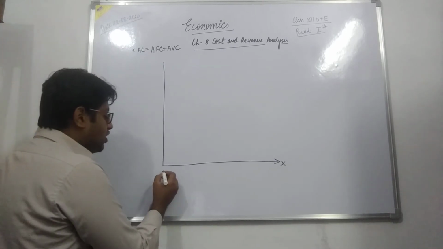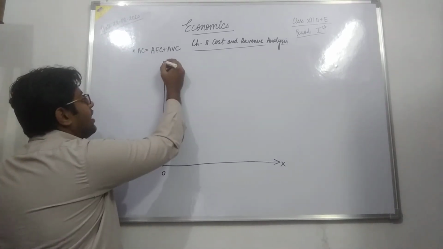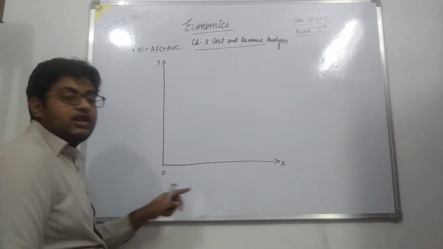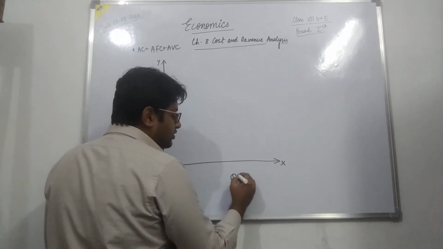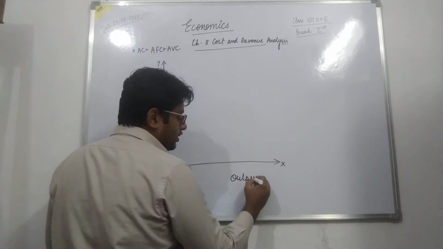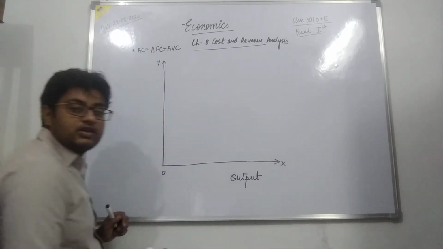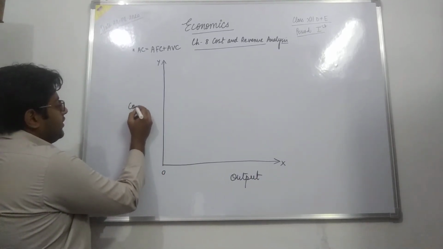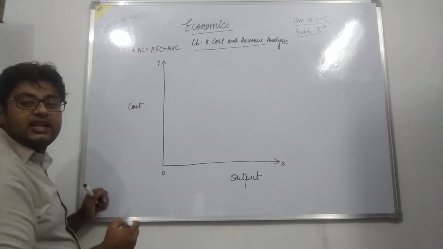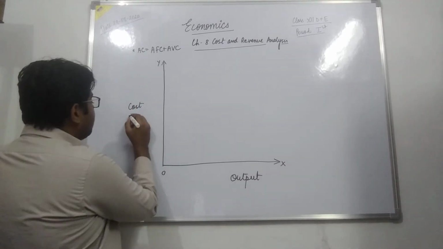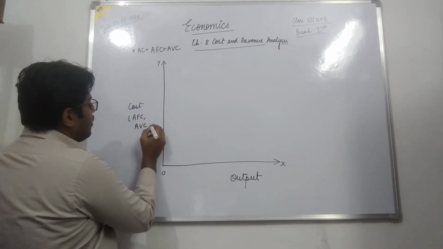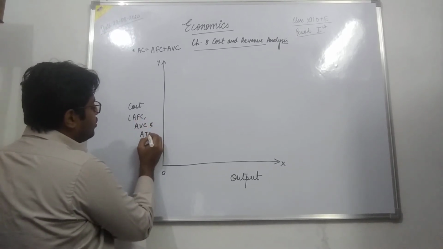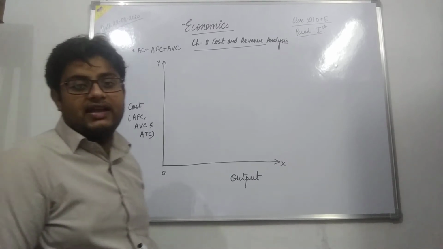This is your origin, this is your y-axis. On the x-axis we will take output, and on the y-axis we will take cost. Since we are measuring the average cost, you can write that we are taking average fixed cost, average variable cost and average total cost on the y-axis.